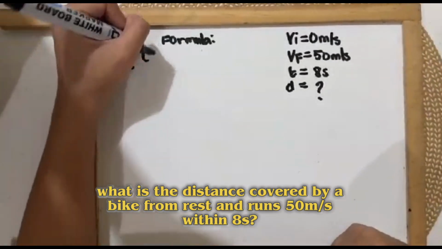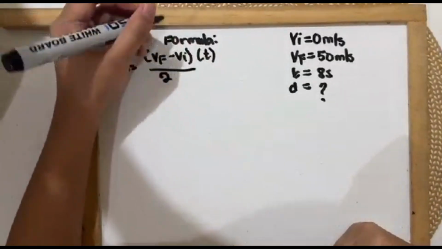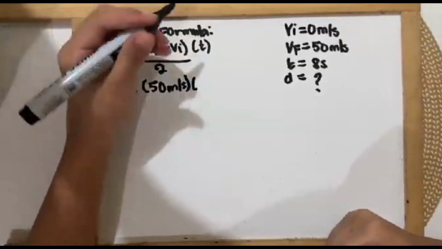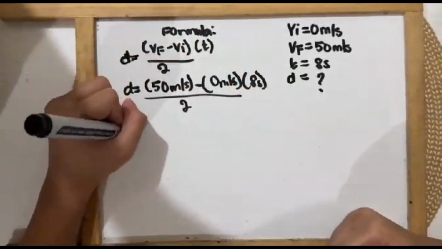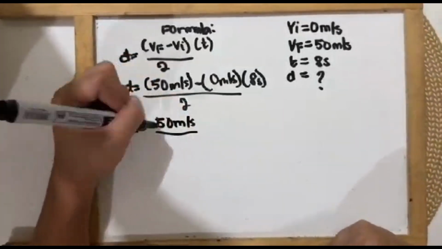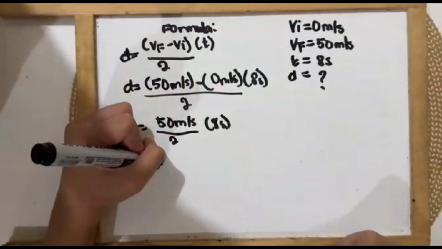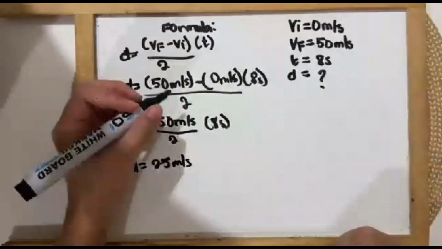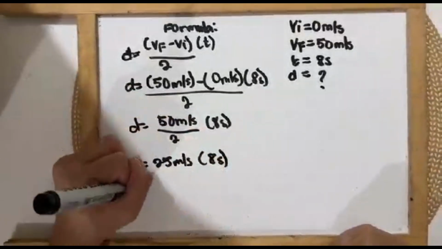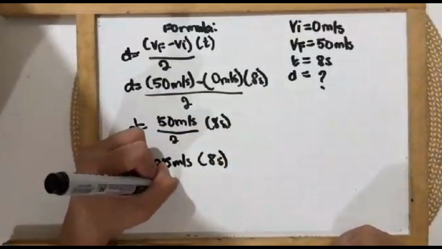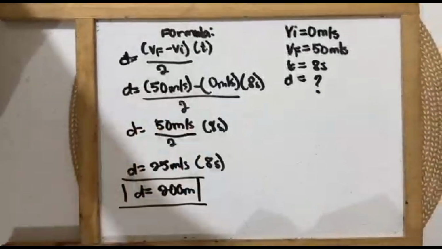We have the formula of D equals (Vf minus Vi) divided by 2, times time. To solve for this, you have to substitute the givens into the formula. After you substitute, now you have to solve. We have 50 meters per second minus 0 meters per second. Then we are going to divide it by 2. Then we'll have 25 meters per second. After we have the 25 meters per second, you have to multiply it by the time, 8 seconds. Then we'll have the final answer, which is distance equals 200 meters.